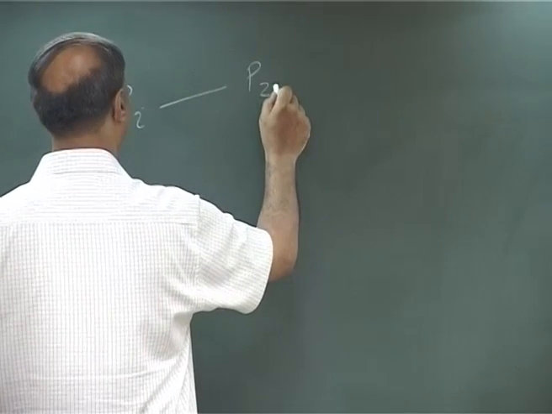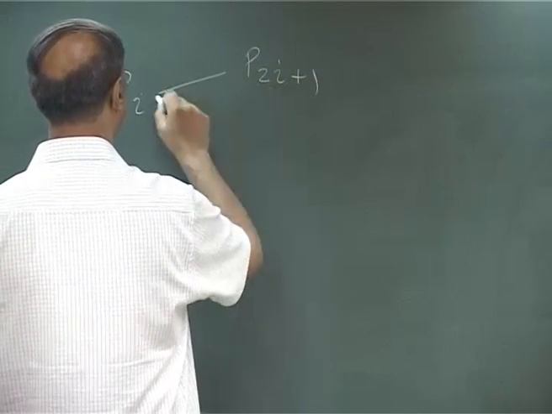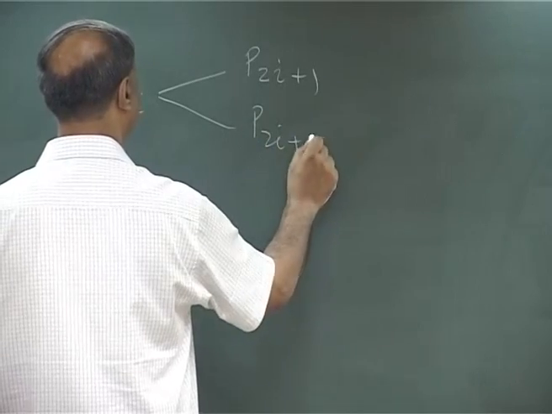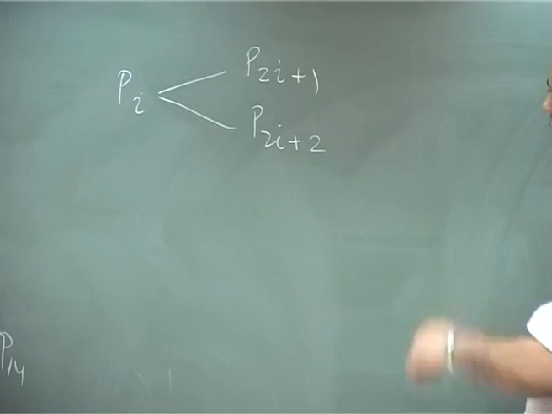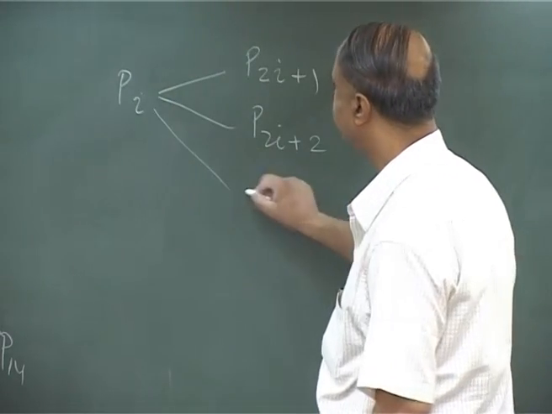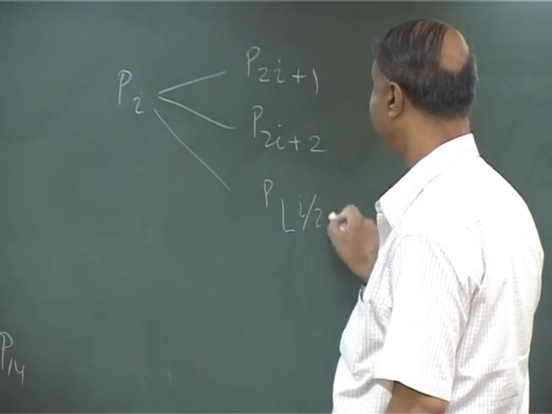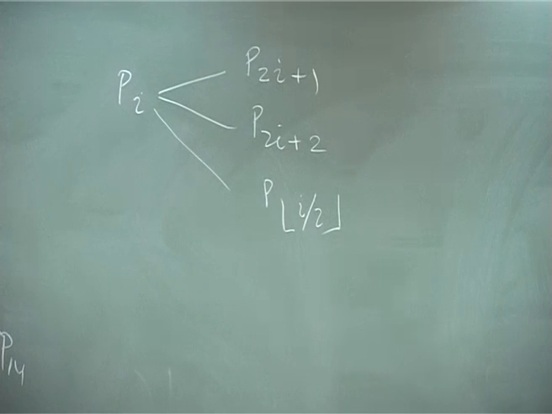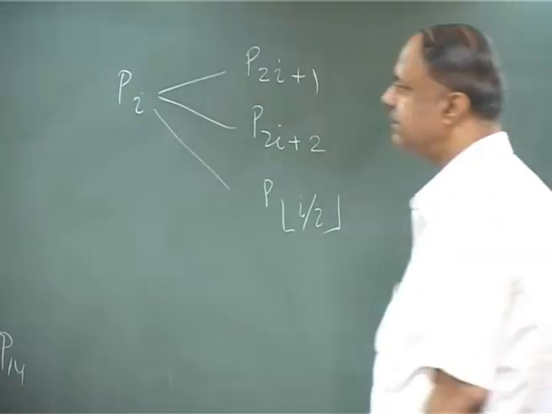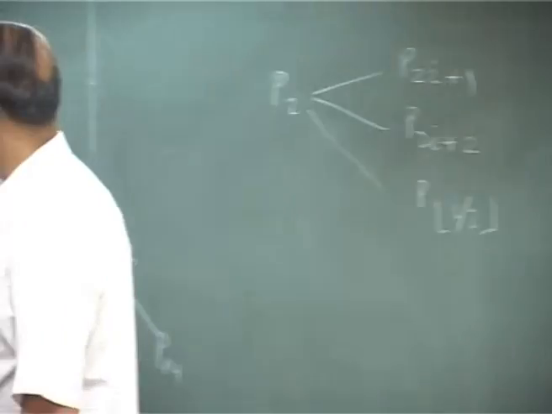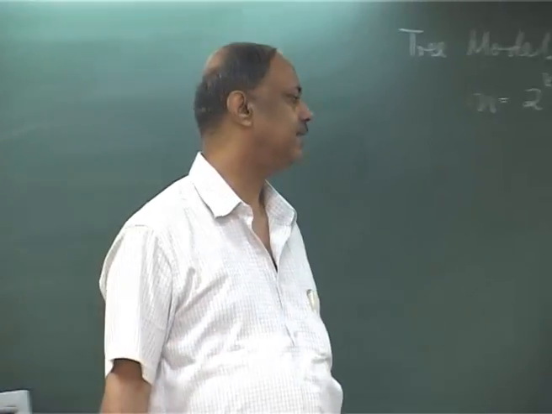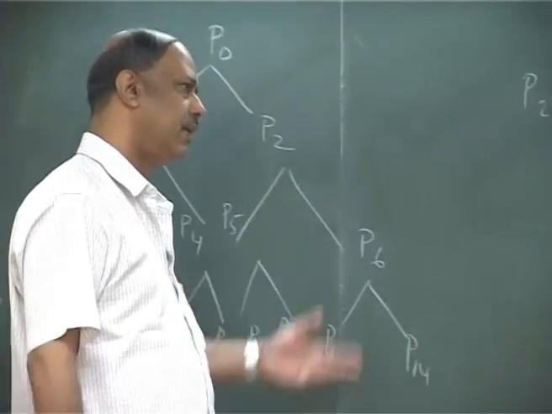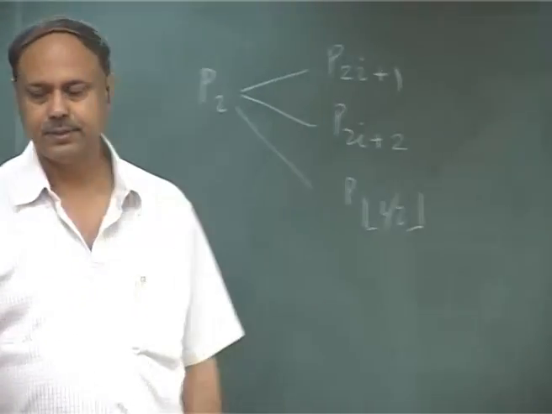That is, Pi is connected with P2i plus 1 and P2i plus 2, and also it is connected with P(i minus 1) by 2, which is the parent of this, provided they exist. Now the height of this tree is log n, that is, the height is k. It indicates that to transmit data from bottom to top, you need order log n time.